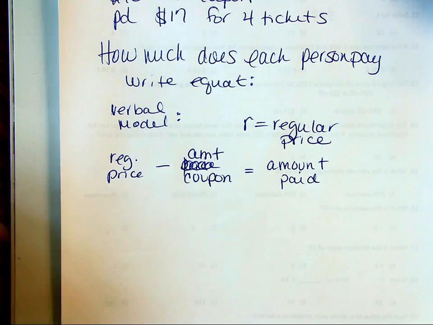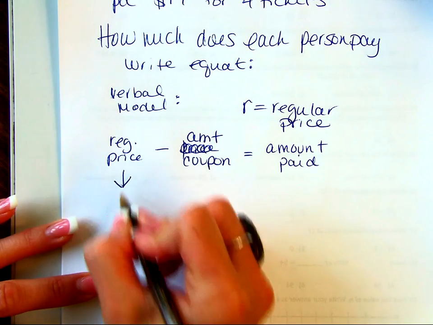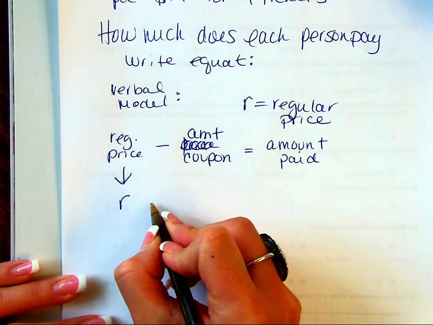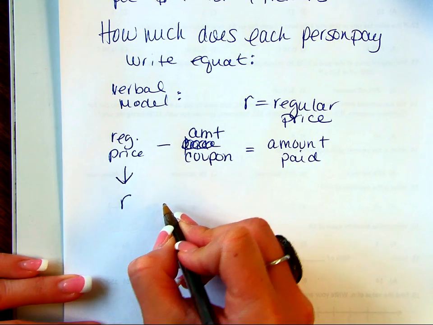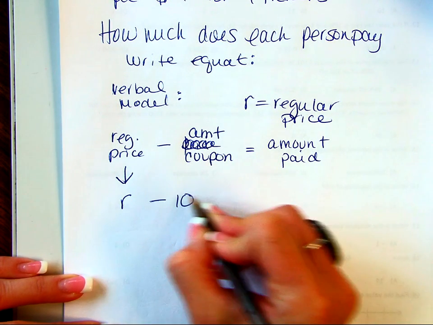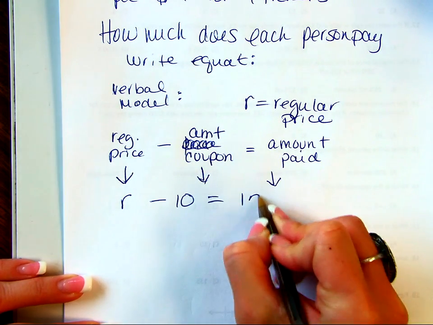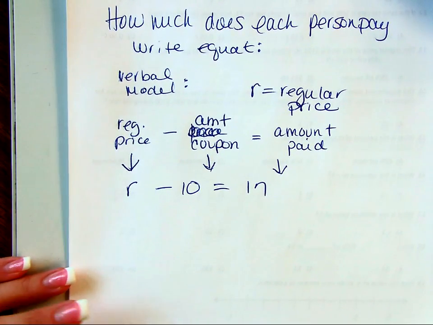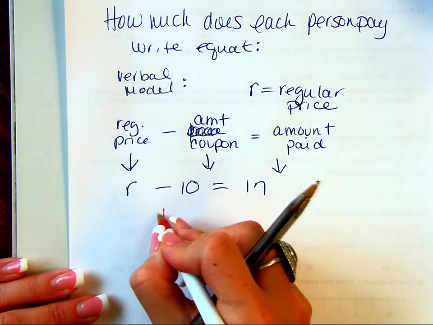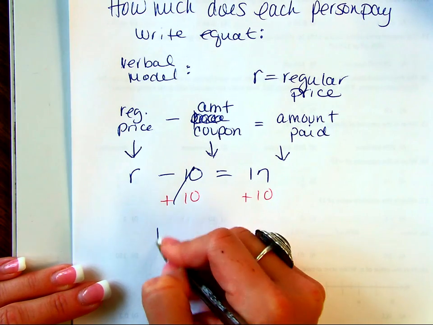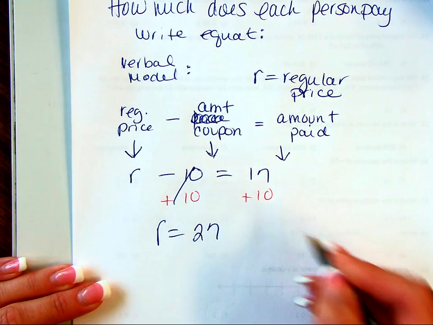Okay, so basically, what's the regular price? R. We don't know that. Okay? Write an equation minus the coupon. And how much did each of you pay? I'm sorry, not each. What was the total price that you guys paid? And then we add 10 to both sides. And that gives me R equals 27.